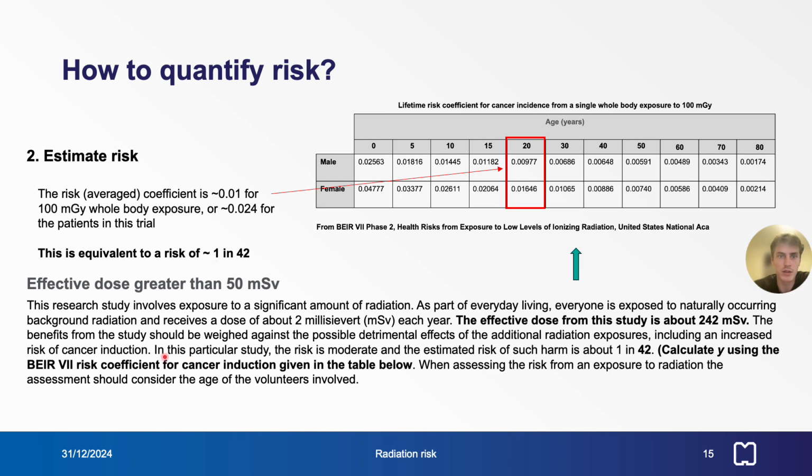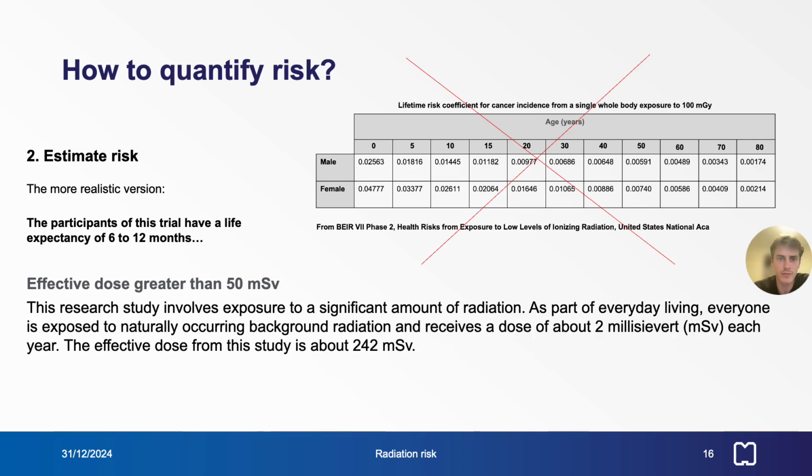So in this risk statement, you could say that in this particular study, the risk is moderate, and the estimated risk of such harm is about 1 in 42. However, for a clinical trial such as this one with such a heavy imaging schedule, participants would have a very short life expectancy of, say, 6 to 12 months. And in this case, it doesn't really make sense to estimate risk, as one of the assumptions in these calculations is that there will be enough time for the cancer to develop, and this isn't accounted for in the 6 to 12 month life expectancy. So a risk statement that you would provide would not estimate a risk based on such a calculation.